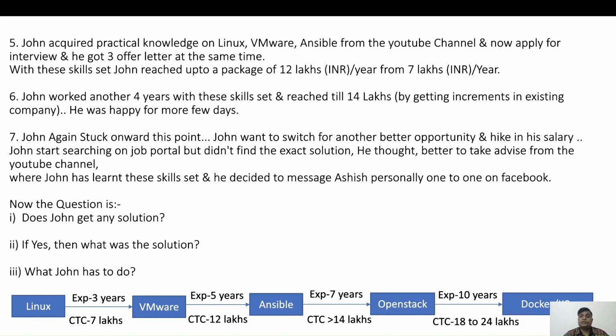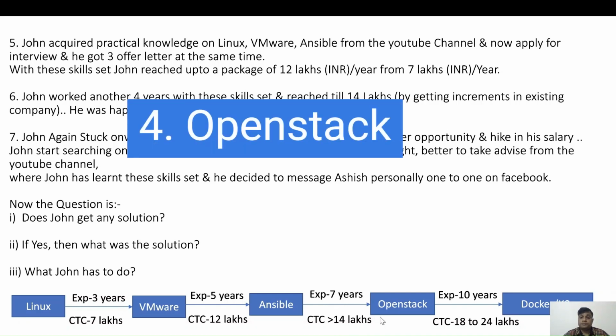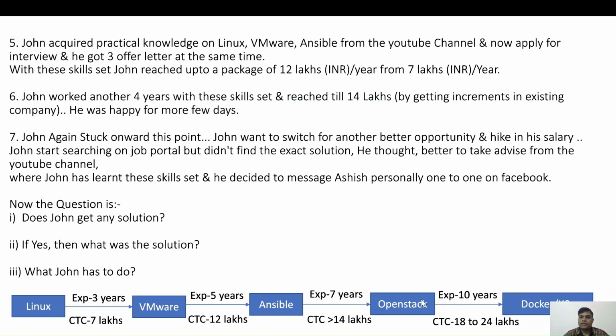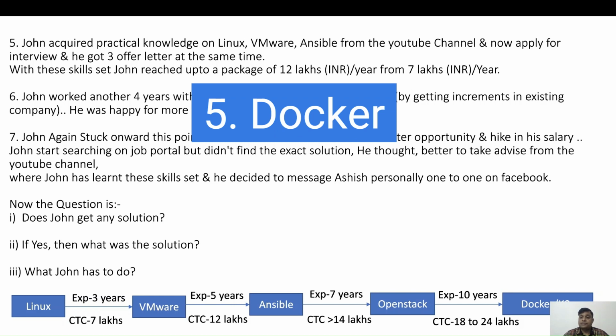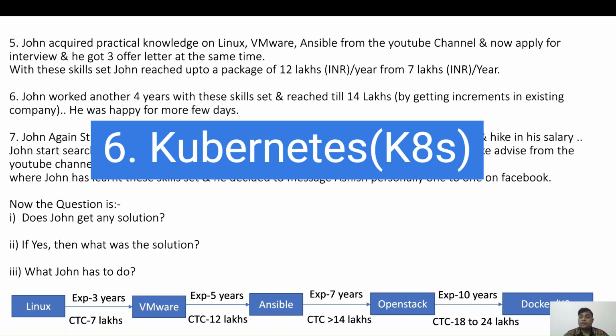Now if you want to increase your package or cost to company, right, then you'll have to add one more skill set, that is OpenStack. If you learn OpenStack and have 10 years of experience, let's say, your salary will be around 18 to 24 lakhs. You can go beyond this as well. And if you want to go beyond this, then you'll have to learn Docker and Kubernetes as well. These are the trending cloud platforms which are running in the market.